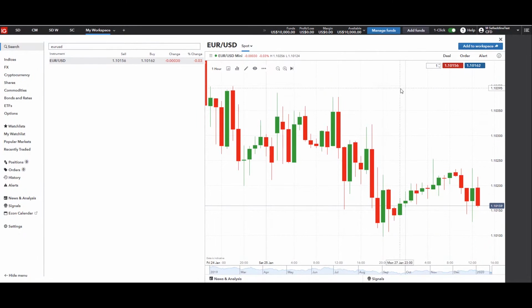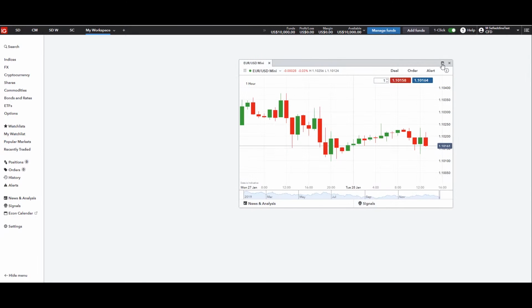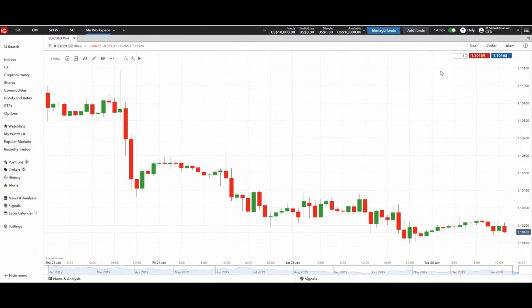We're going to add it to our workspace because this is the chart we're going to be using to get to know more about our product. So let's expand, make sure it covers our entire workspace screen. And the first thing that you're going to want to notice in this case is it says there at the top EUR USD mini. So let's click on that right there.